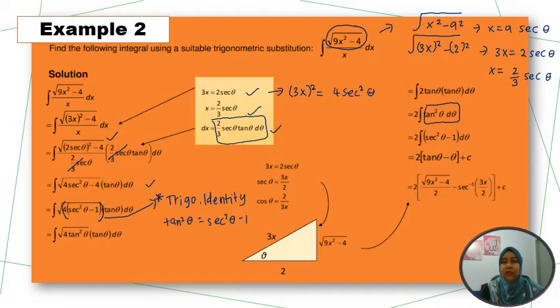We can't integrate this tangent squared theta, so we have to modify it into secant squared theta so that we can integrate this function. So the integral of secant squared theta equals tangent theta, minus theta. Then you have to apply the right angle triangle.